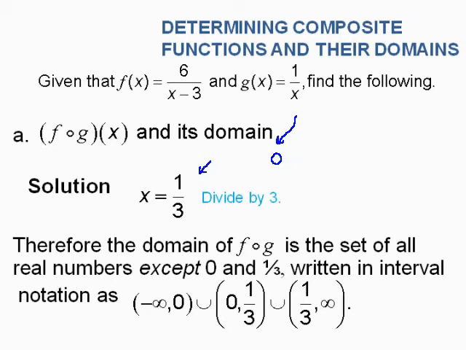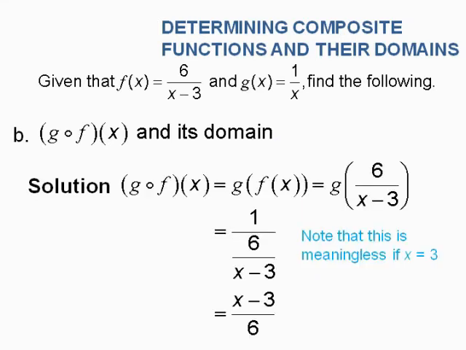Now here's how you write this in interval notation. Check this out on the bottom. How do you write all real numbers in interval notation except 0 and 1/3? Wow. Okay, we have negative infinity to 0. Notice the parenthesis does not include. Union, 0 to 1/3. All those numbers will work. Parenthesis does not include. Union, 1/3 to infinity. That's how you write it. Pretty impressive, huh?